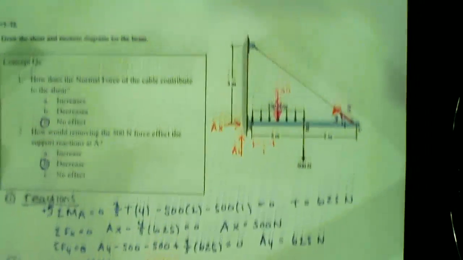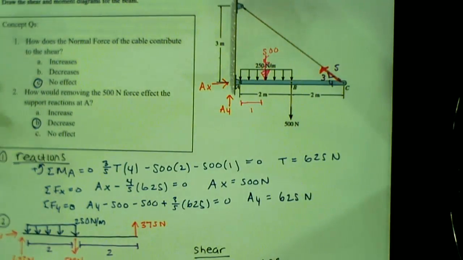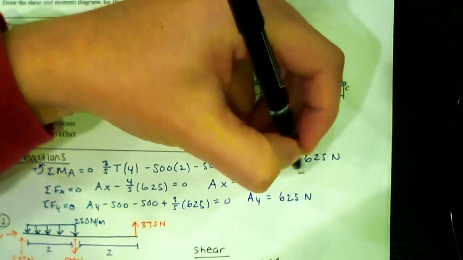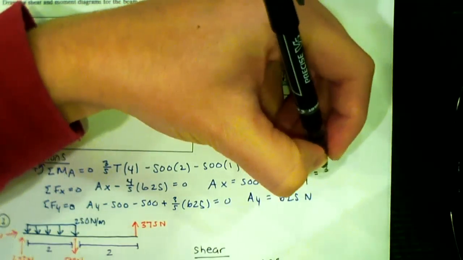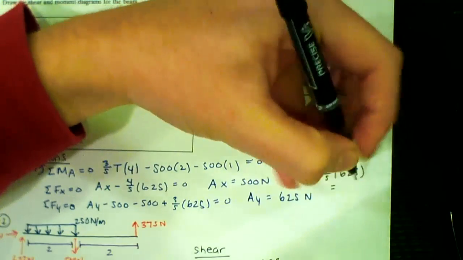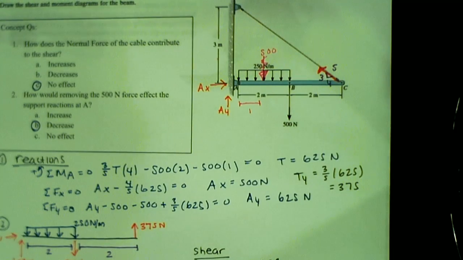Hold on, you guys, hold on. So if I come back over here, if I only want the y value, I can say that the y value for the tension is equal to 3 over 5 times 625, which gives me 375. Because if you were to look at the x value, that one should be 500. Because the normal doesn't change throughout this beam.